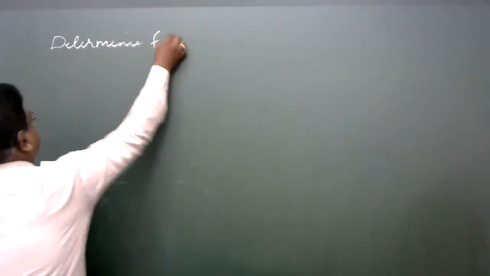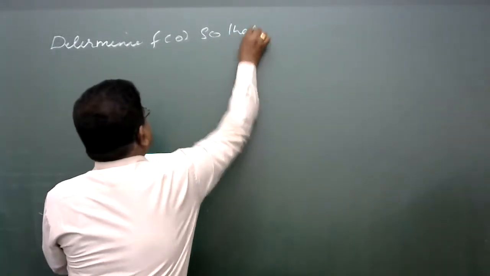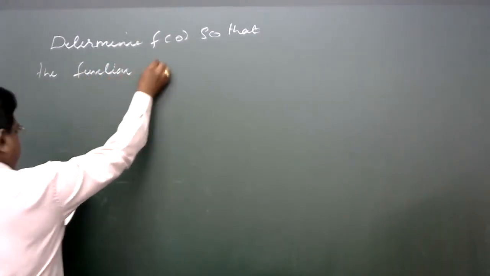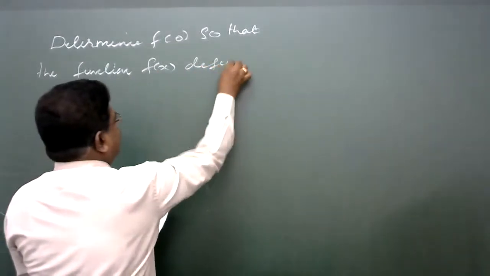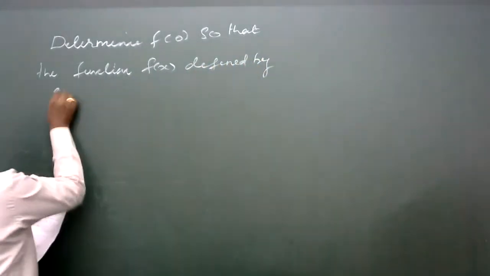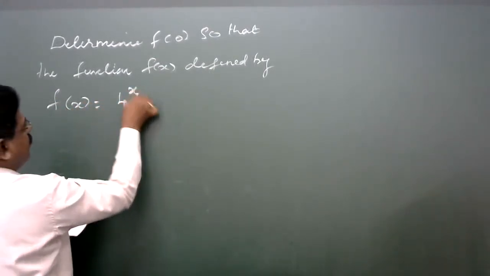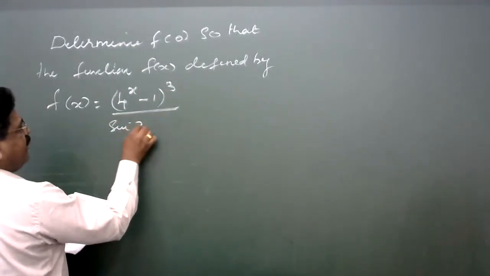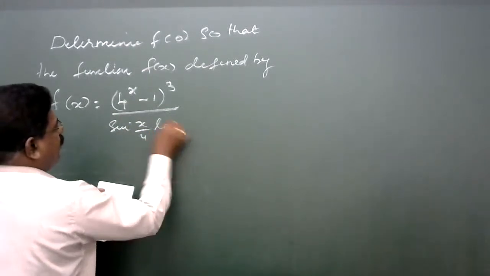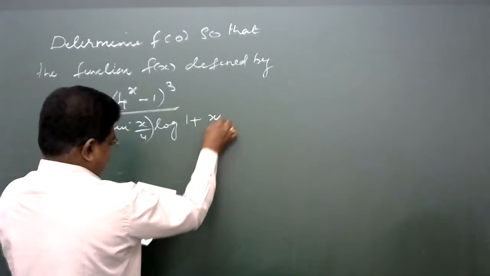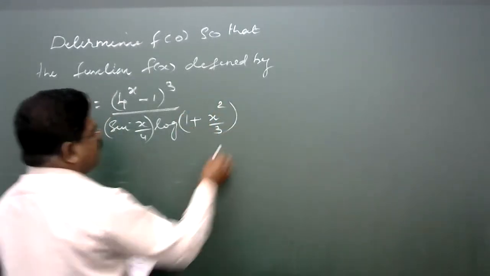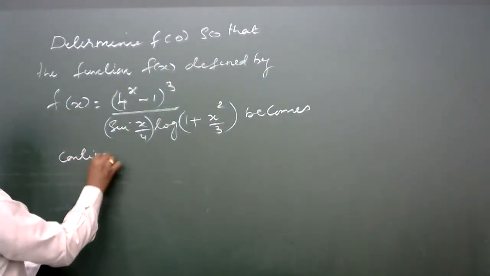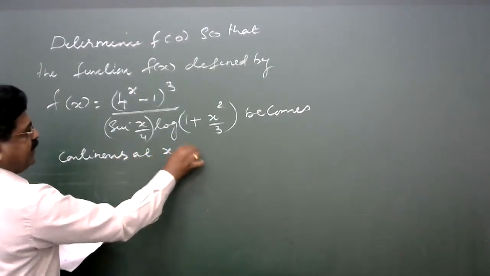Determine f of 0 so that the function f of x defined by f of x is equal to (4 to the power x minus 1) whole to the power 3 upon sine x by 4 into log of 1 plus x squared upon 3 becomes continuous at x is equal to 0.